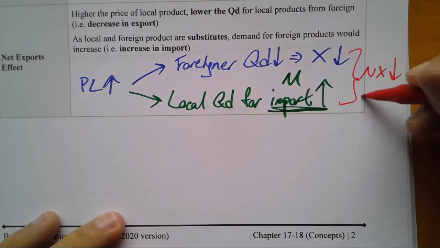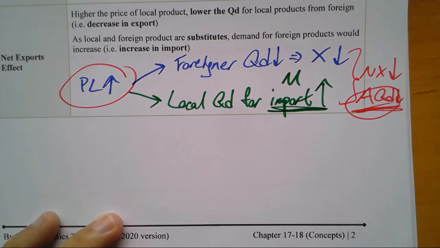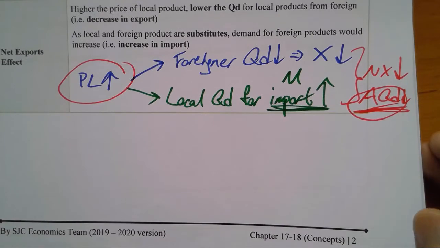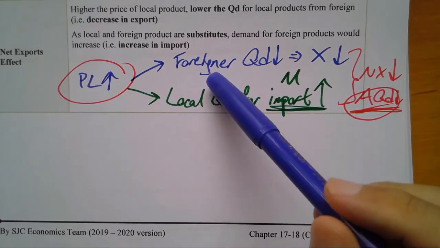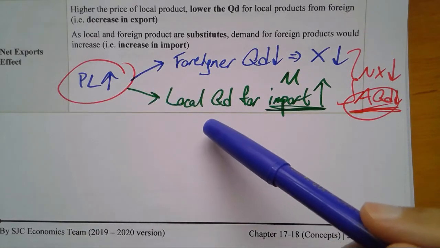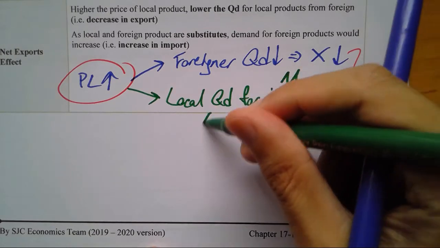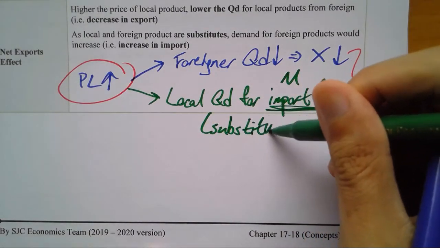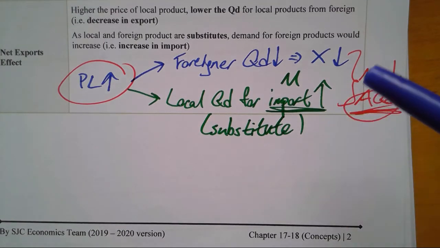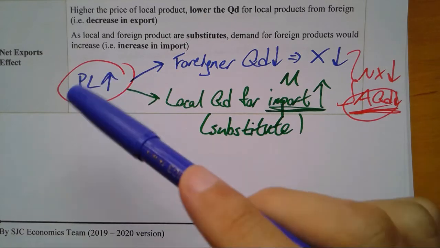When NX decreases, it means that AQD would decrease. 見唔見啊？Price level increase, AQD decreases. We call this the net export effect. 得唔得？我啲嘢貴咗，所以人哋買少咗我嘅嘢，export 少咗。我啲嘢貴咗，所以本地人買少咗我哋嘅嘢，買多咗人哋嘅嘢。點解？Substitute 啊嘛，係咪啊？Local product and foreign products being substitutes, right? Therefore, export decreases, import increases, NX decreases, meaning our AQD decreases because of price level increase.